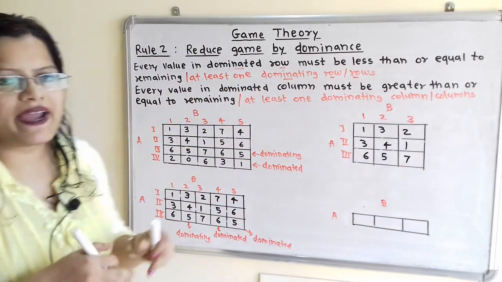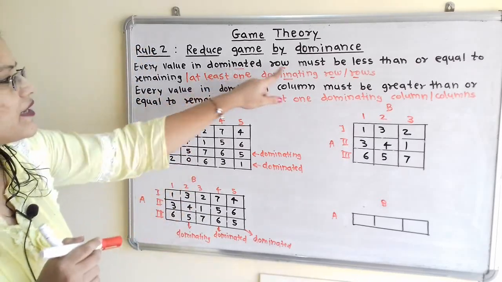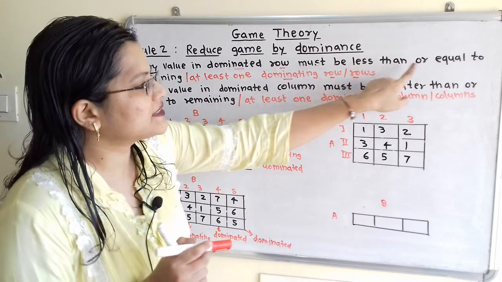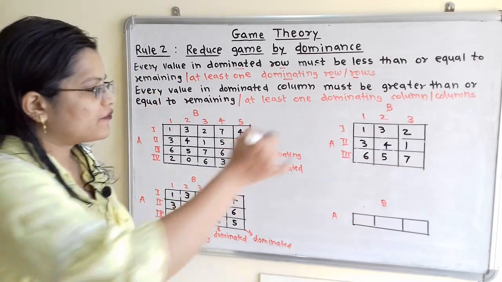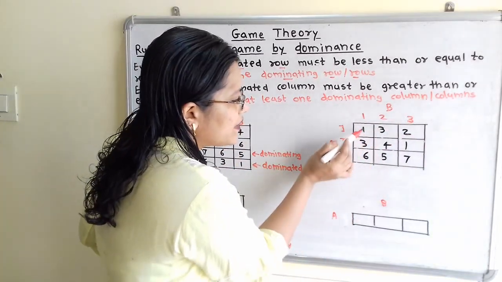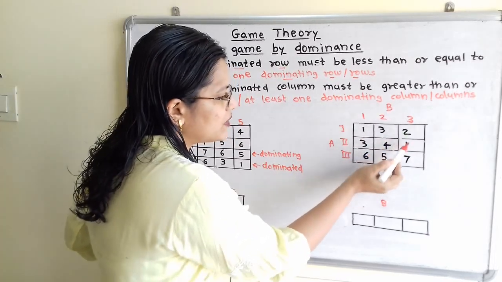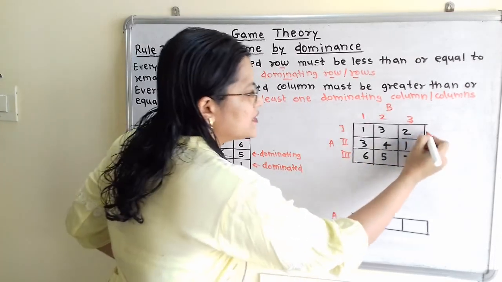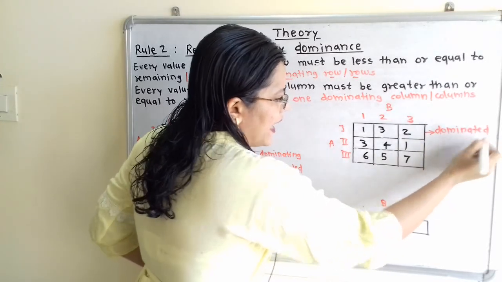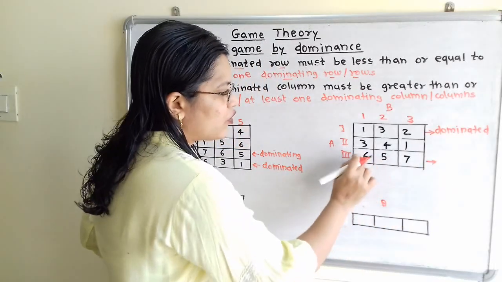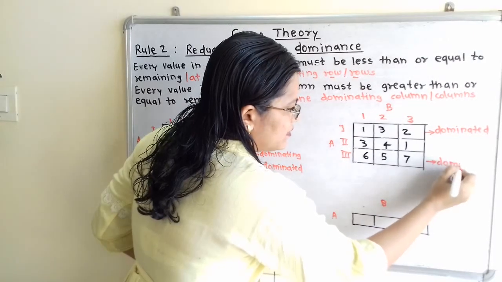Now again we will find out the dominating rows. So if we observe, we have to select the dominated row, which has values less than or equal to the other rows. Now if we observe here, in row 1, the number 1 is less than 3 and 6, 3 is less than 4 and 5, and 2 is less than 7. So this will be the dominated row, and this is the dominating row because all the values are less than this row.